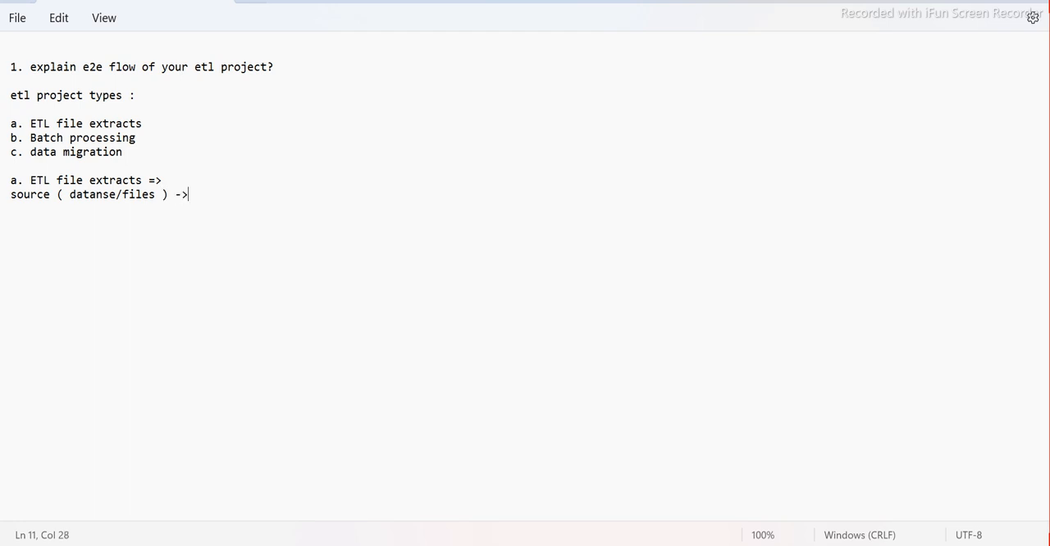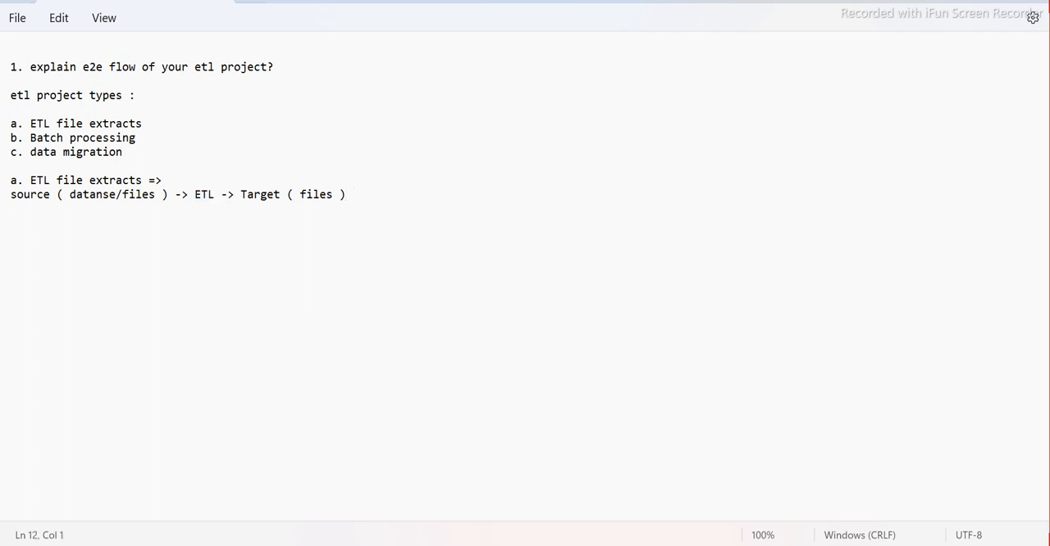And then you have here the ETL process, and then this is the target. So the target here is, guys, it's always files, right? It is files because we are extracting it and sending a file to some other system, right? So here also we can use the ETL process.